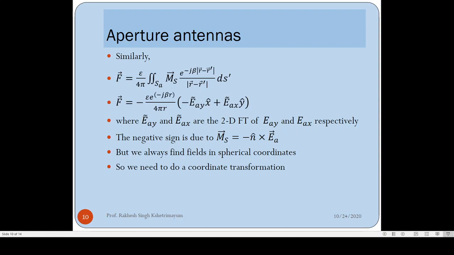So once you know the 2D Fourier transform of the aperture electric field and magnetic field, you can find out the radiation pattern of the antenna easily. So the Fourier transform plays a significant role in finding the fields of aperture antennas. Note that we have a negative sign here because we define the magnetic current density as minus n cross Ea, but the electric current density is n cross Ha. So you have a negative sign here, that's why we have a minus sign here.